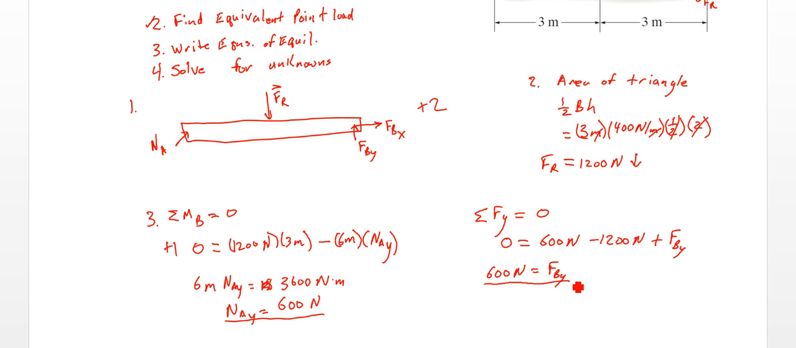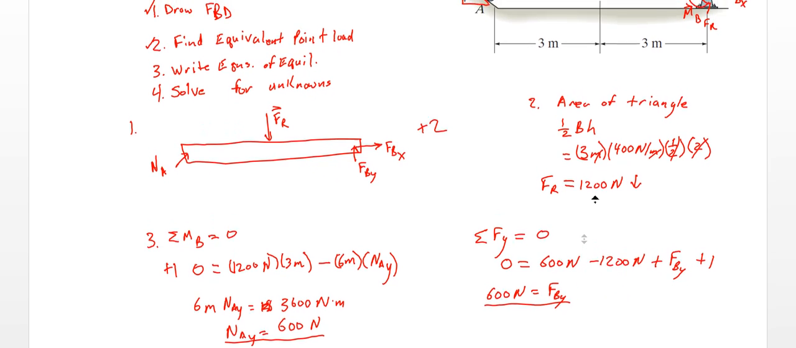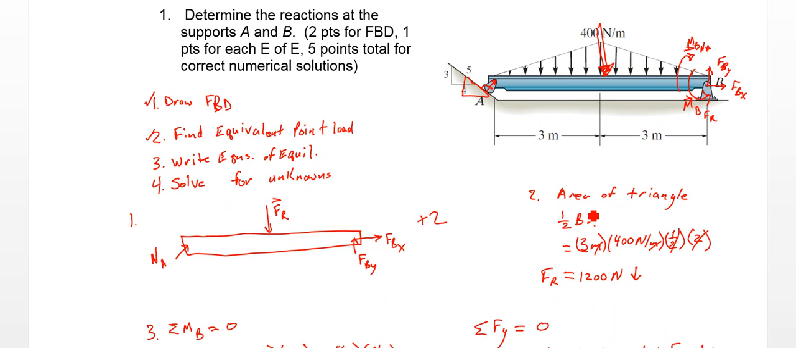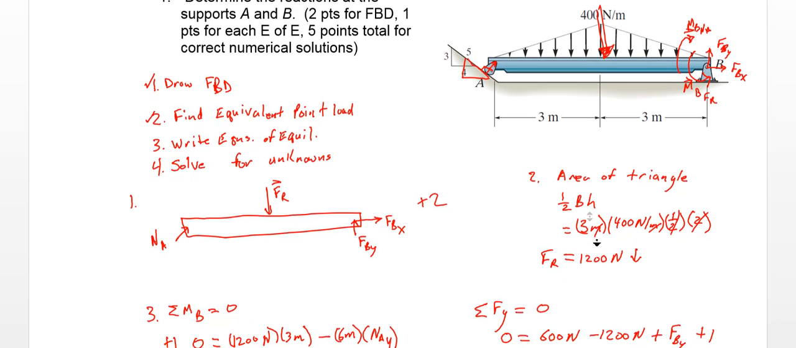FBY. So we get 1 point for this guy. I think we're getting 1 point for each of the solutions, is that right? Oh, 5 points total for the numerical solutions.